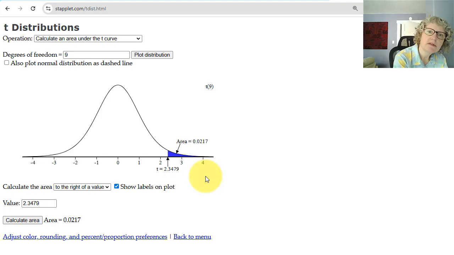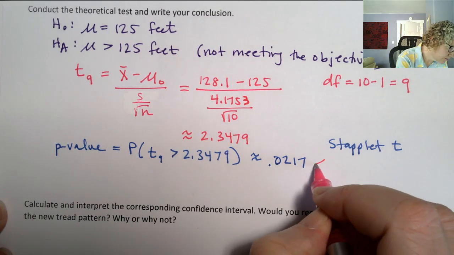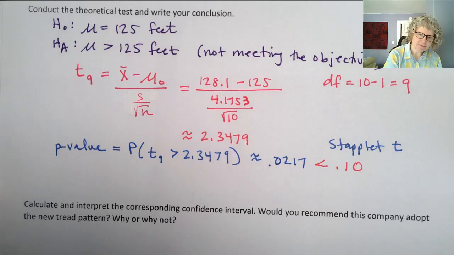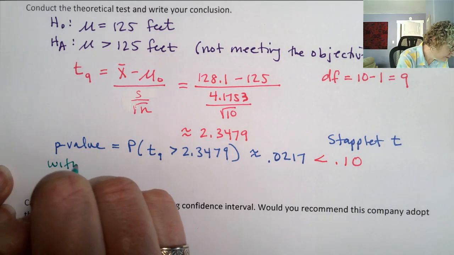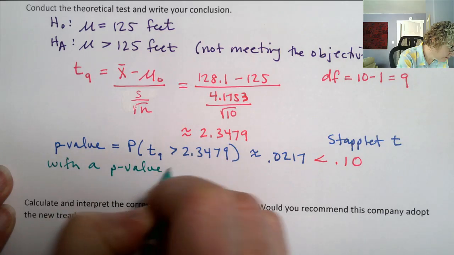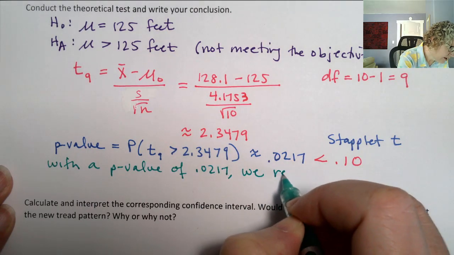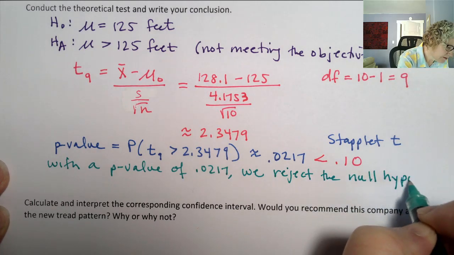So let me write down 0.0217. So that's our p-value. And then we're comparing that it is less than 0.10. So this is significant. Okay, we'll talk about the interpretation because it is an interesting interpretation. So let's write out with the p-value of 0.0217, we reject the null hypothesis.